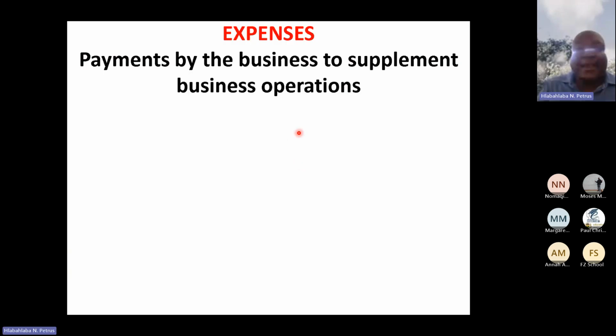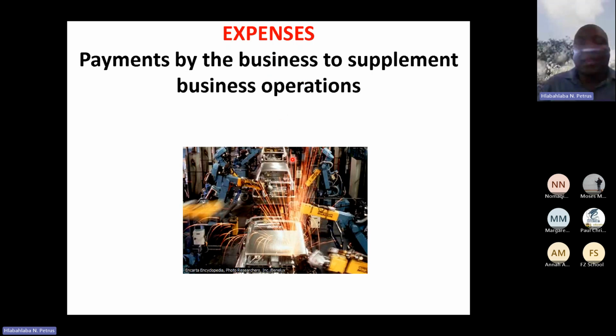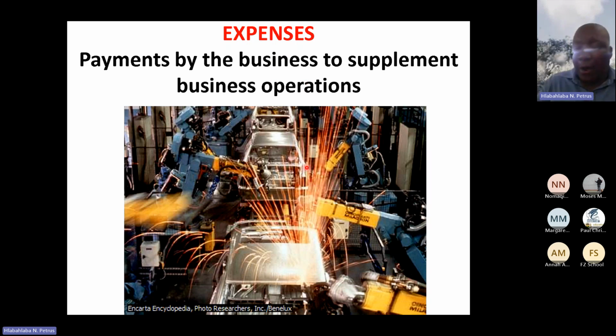And then we have expenses. Expenses are the payments by the business to supplement business operations. Learners, just know this. The business will never operate if they don't have expenses. They must have the expenses so that they can operate. So expenses are the day-to-day running of the business. You will see when we get to that one, the types of expenses.